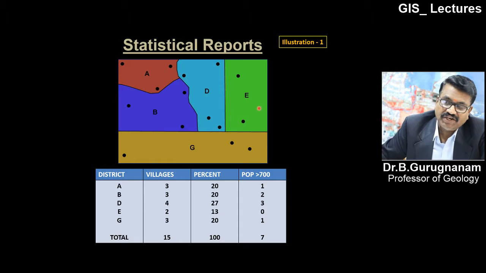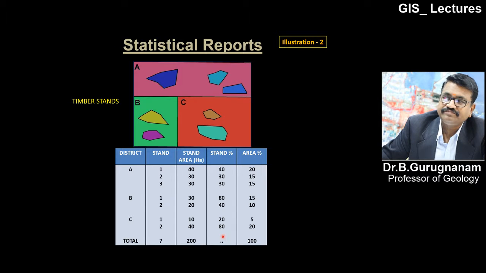And you can also prepare a statistical report. You have polygons A, B, D, E, F, G. There are 5 polygons, and in these 5 polygons, how many villages are there? What is the percentage of villages with respect to the population? More than 700. And I will be able to get it in terms of percent with respect to these 5 objects or the area. I can also prepare timber stands with respect to A how much, B how much, C how much. A, I have 3 units covering this much area, percentage is this much, and area is this much, and finally this will be compared with all the other polygons.